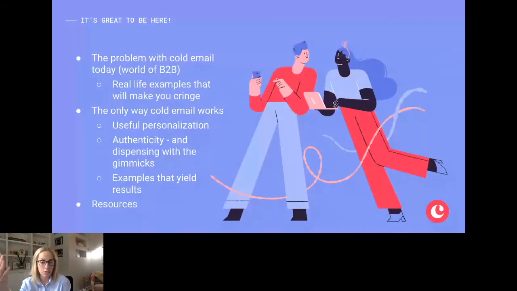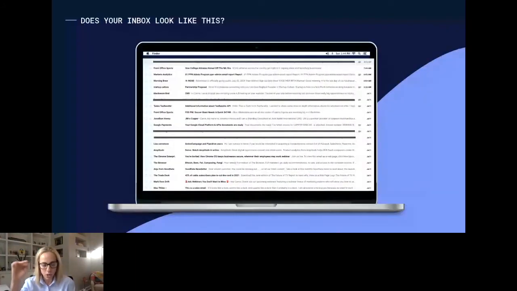And the reason for this is simple. If everyone is doing it and everyone is doing it in the same way, how do you make sure that your message is actually heard? I mean, take a look at this. Again, a little small. This is my personal inbox.